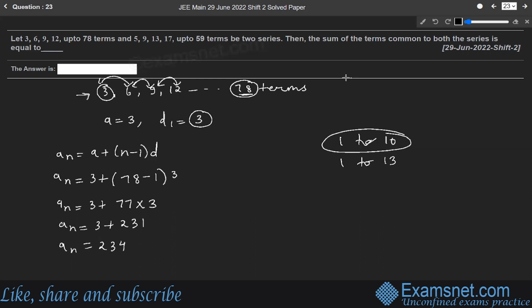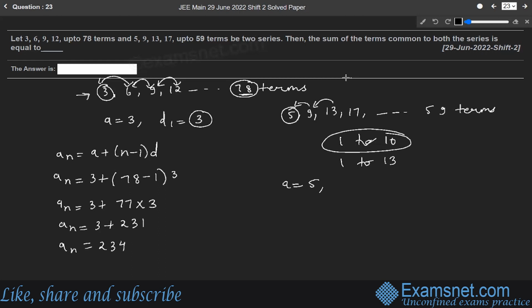Now similarly, let us find the last term for the second series. What is the second series? Second series is 5, 9, 13, 17, so on up to 59 terms. If we talk about the first term here, what is the first term? 5. So for this series, A is equal to 5. Then common difference. Common difference is second term minus first term. So 9 minus 5 is 4. Again, third term minus second term.